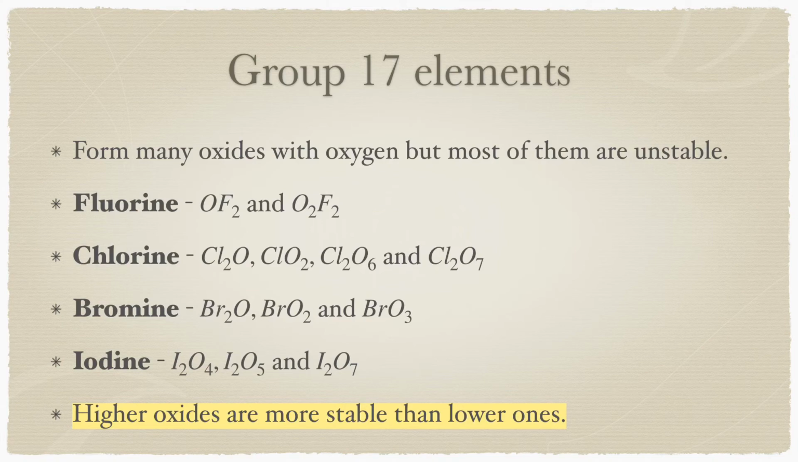Next one, iodine oxides. They are I2O4, I2O5 and I2O7. They are said to be insoluble solids and decompose on heating. Among these, I2O5 is a very good oxidizing agent and is used for the estimation of carbon monoxide. And the last point, higher oxides are more stable than lower ones. So please do remember this.